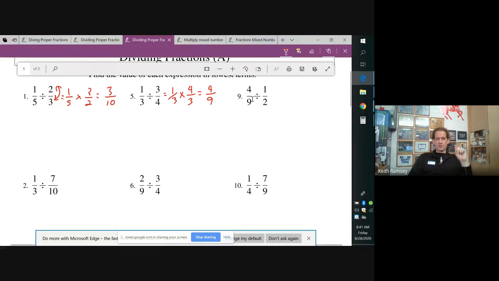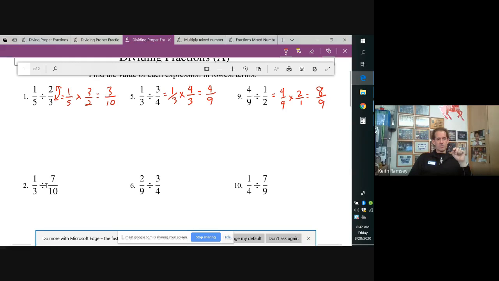Let's look at this question. I have 4 over 9 divided by 1/2. First step, flip the second fraction. 4 over 9, and I'm going to multiply 2 over 1. Second step, I'm going to multiply my numerators and my denominators. 4 times 2 is 8. 9 times 1 is 9.